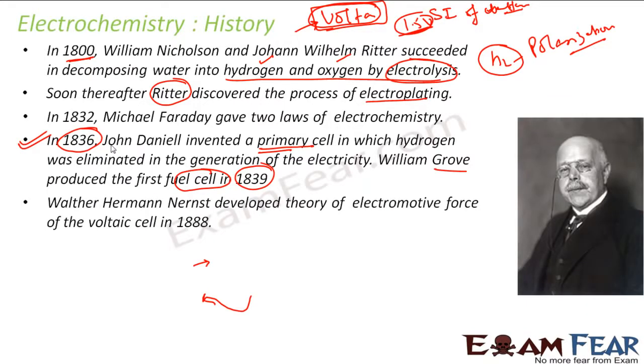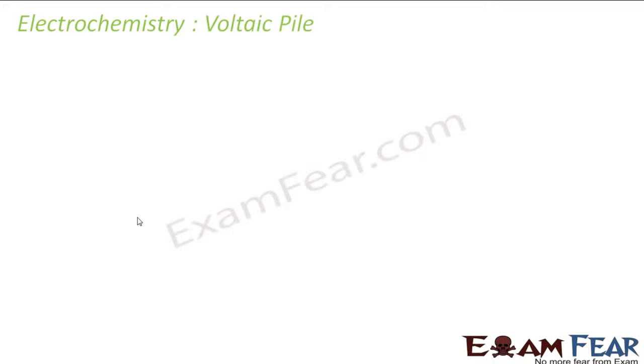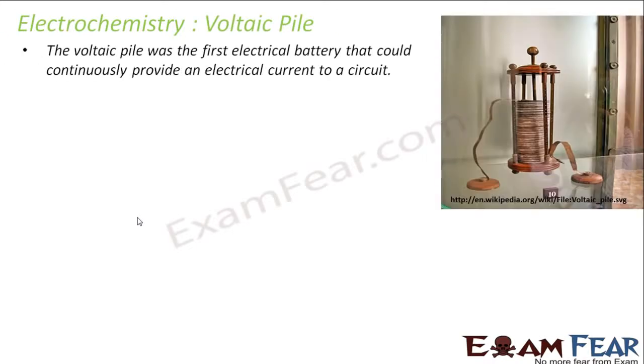And then this guy came in 1888 to give the Nernst equation. So if you see, in all the other cells I've discussed, they used to take 1 molar concentration of all the electrolytes. So this guy came up with a relation on what happens if you take 2 moles of electrolyte or 3 moles of electrolyte. There has to be some relation in the volts. So he came up with this Nernst equation. We'll discuss this also, right? As I told, let's discuss the Voltaic pile first.